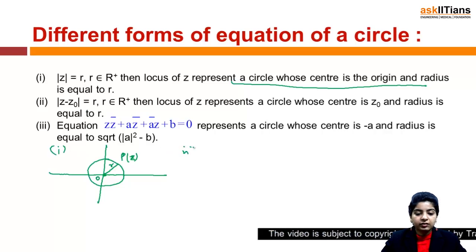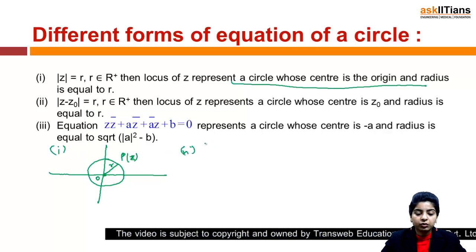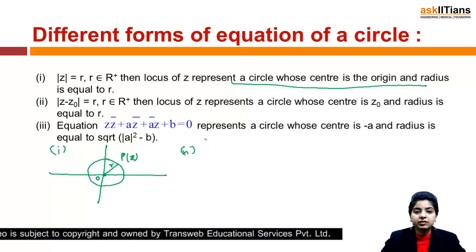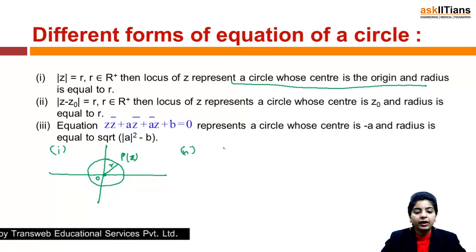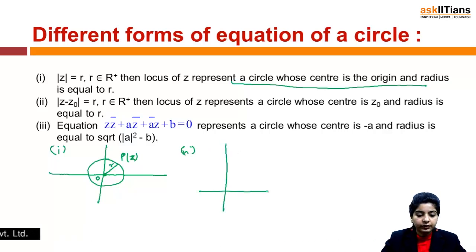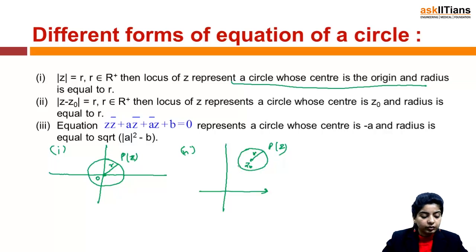Similarly, the second says that |z - z0| = r, then the locus of z represents a circle whose center would be z0 and radius is equal to r. That means the center is z0, it's not the origin, it's z0. So this is my z0, this is the center of this circle, and radius again is equal to r. This is r, this is z, right? So this is the situation in this case, this is the center of the circle.